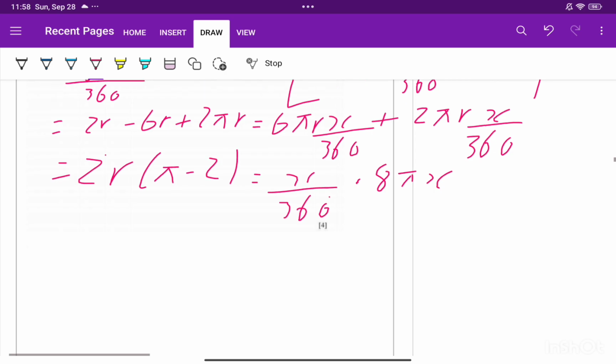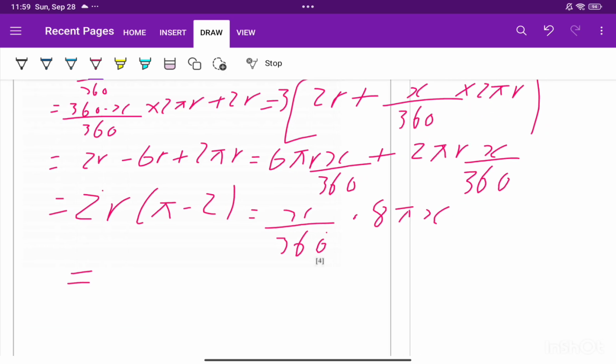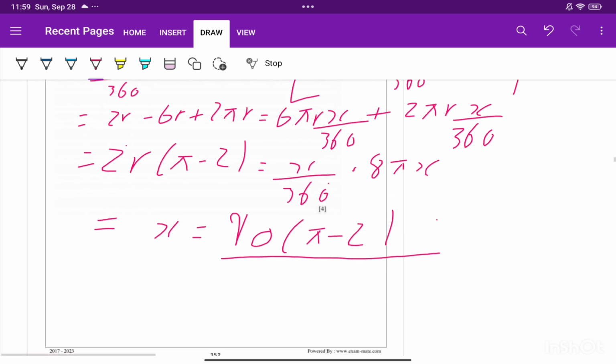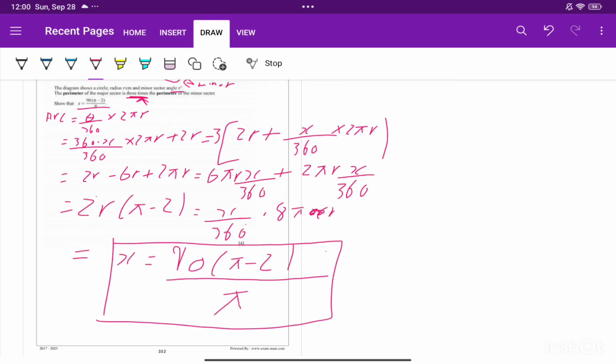So then the answer will be x equal to 90 pi minus 2 divided by pi. This is our answer, and this will be r equal to 8 pi r.